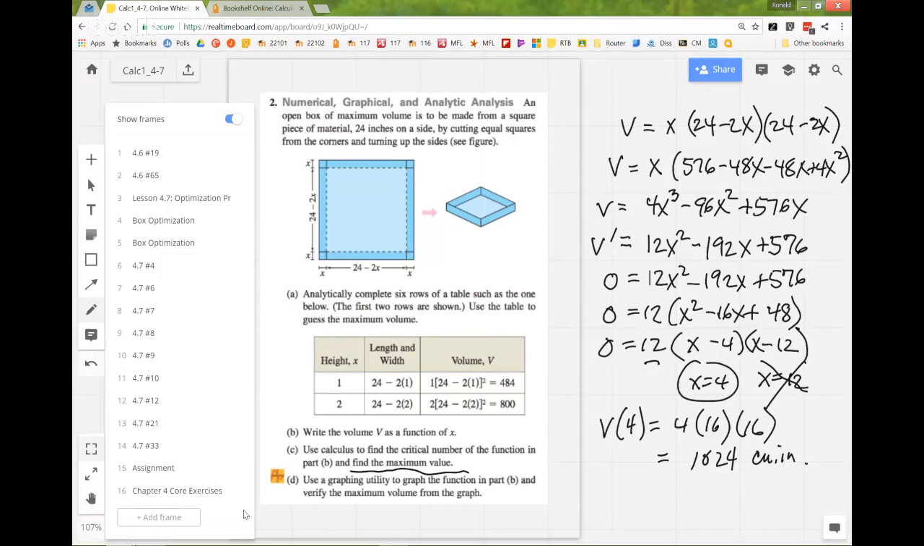So again, classic problem. Most people know how to find the volume of a 3D object, length times width times height. Maximize smacks of first derivative, set first derivative equal to 0, solve. Questions?